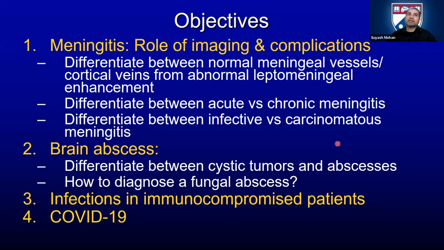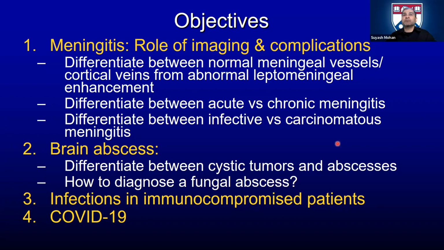And what I mean by this is that when you have a post-contrast, let's say post-contrast T1, there is always this question, is this normal meningeal enhancement, or am I seeing normal cortical veins, or is this meningitis? Like, how do I distinguish between that, right? It comes to our mind all the time. Now, we say meningitis. How do we tell that this is acute meningitis? Is it chronic meningitis, right? What are the imaging signs to make that distinction?